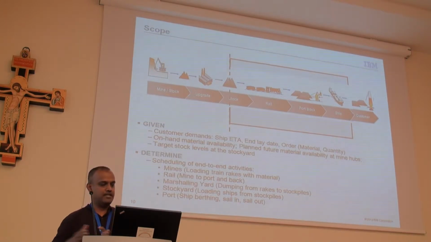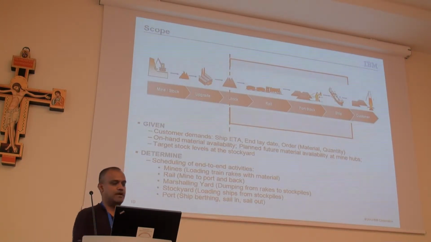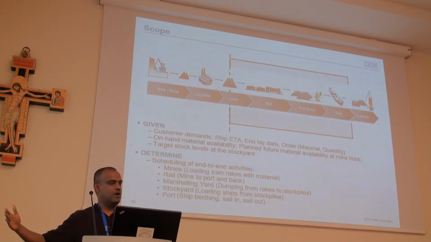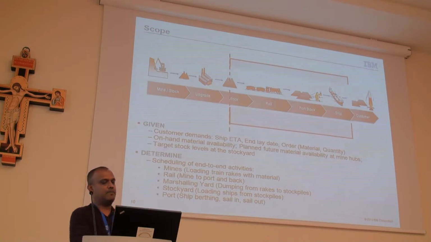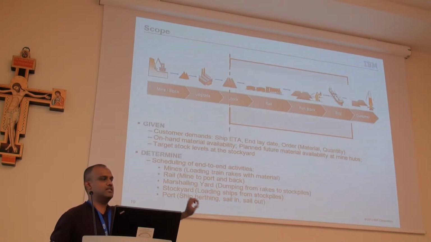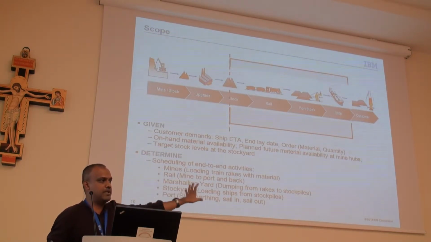Now I have to determine the scheduling of end-to-end activities. I have to decide how I load the trains, what time I load them, how I send them, and what kind of dumping and loading happens. Usually you have off-the-shelf software for doing all these things at different places. For example, software to handle just the berth allocation and scheduling problem. You have something for stockyard scheduling, and you have rail logistics; these are separate.